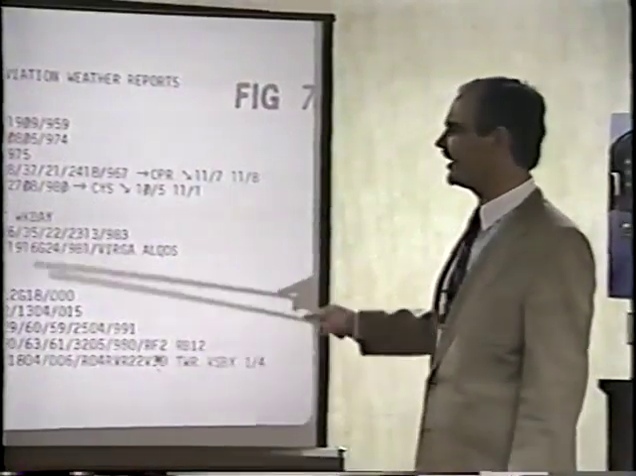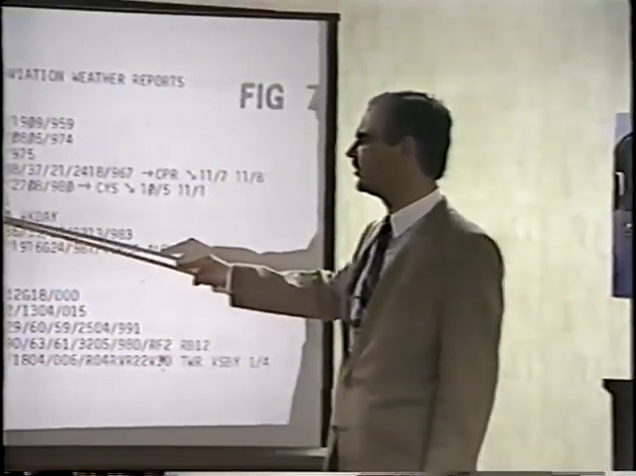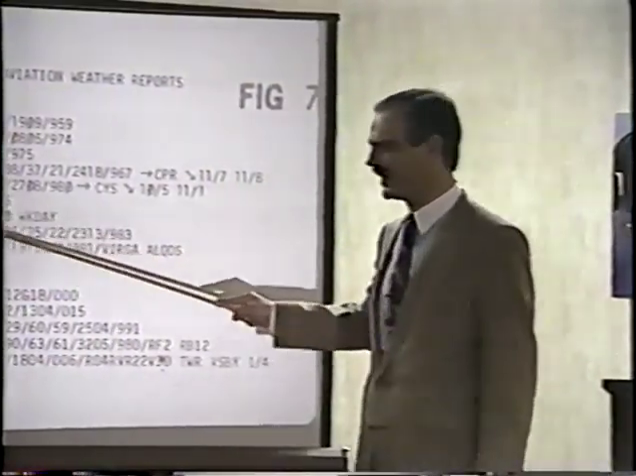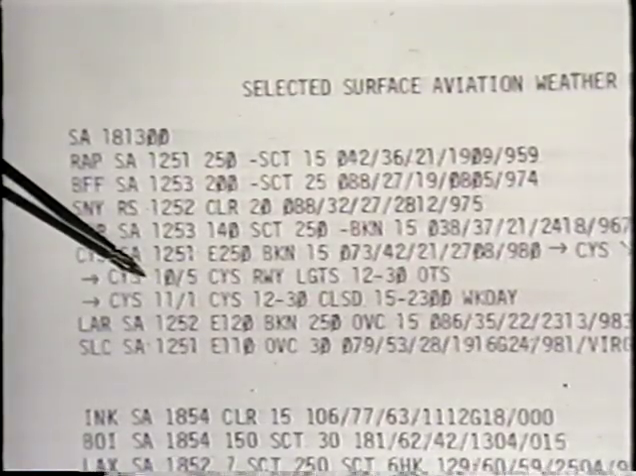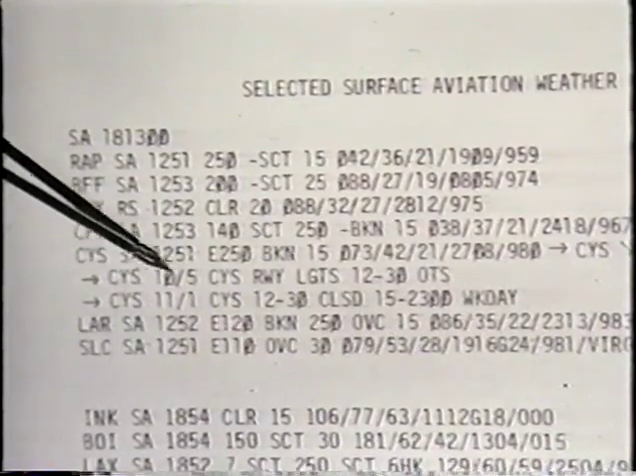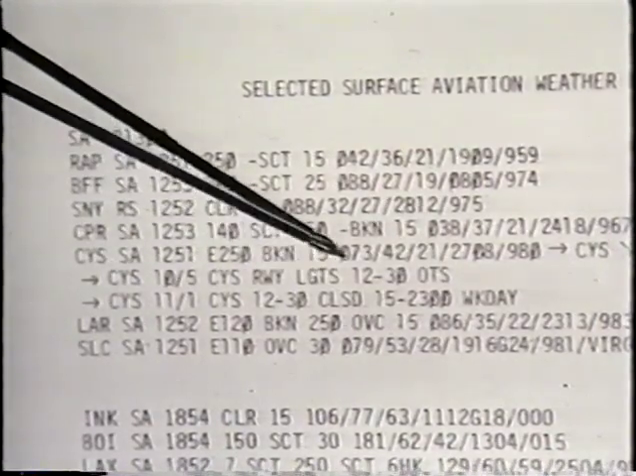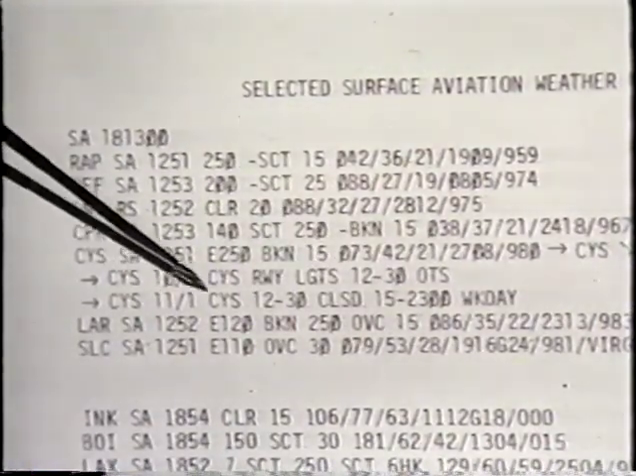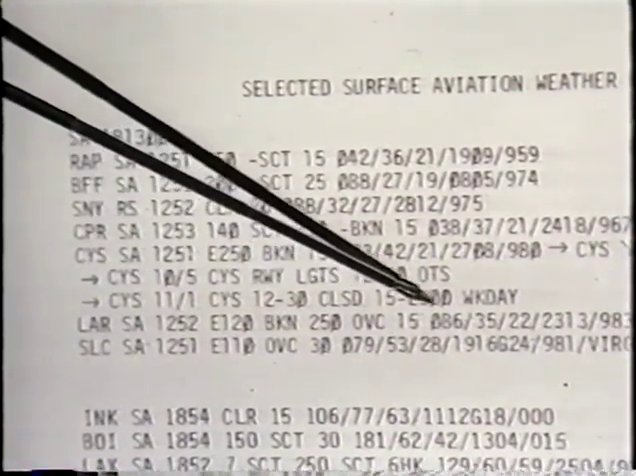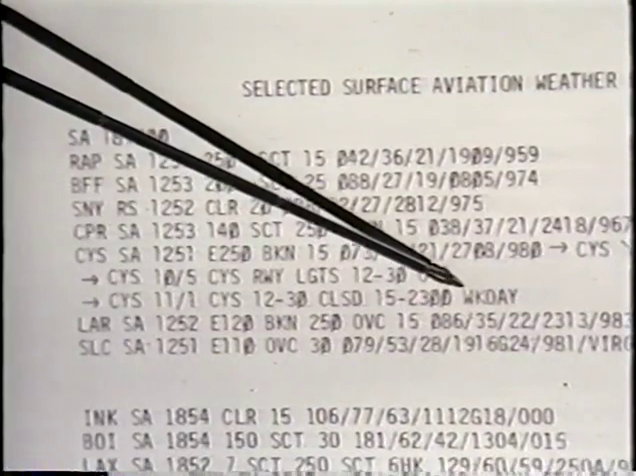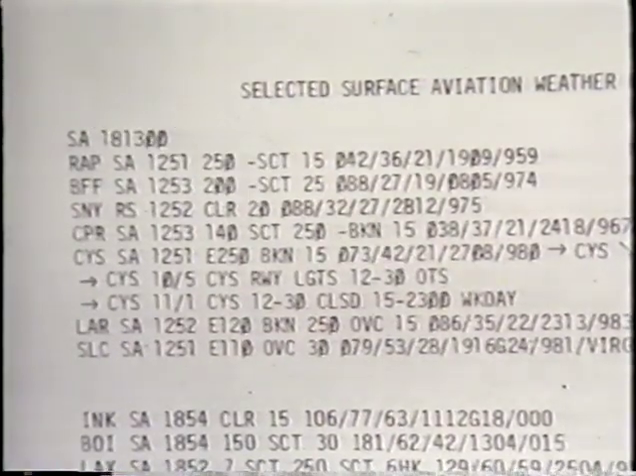Now sometimes they write it right with the weather report. Most often they don't, though, in which case you want to call flight service and ask them what they are. But the NOTAM, the 5th one of the 10th month for Cheyenne, says that the Cheyenne runway lights on runway 12 and 30 are out of service. It also says that runway 12 and 30 is closed between 1500 and 2300 hours weekdays. So these are the most current, most up-to-date kind of NOTAMs.